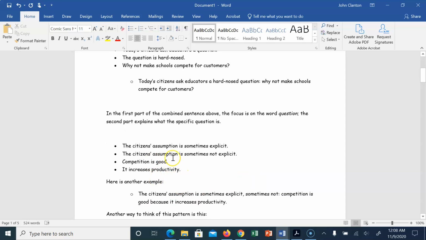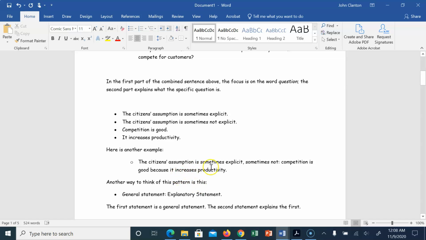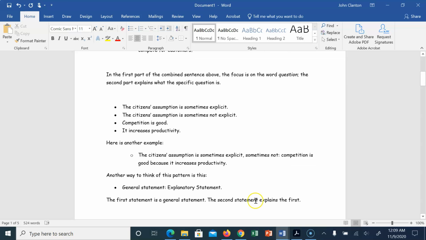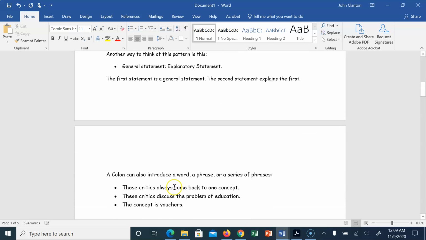Again here, take a look. The citizen's assumption is sometimes explicit. The citizen's assumption is sometimes not explicit. Competition is good. It increases productivity. All right, so what do we get when we put all those together? The citizen's assumption is sometimes explicit, comma, sometimes not. Okay? Colon, so now we are going to get a specific statement to explain what that assumption is. Competition is good because it increases productivity. And as I said before, another way to think about the pattern is general statement, explanatory statement. So that first statement is general, the second is going to explain the first.